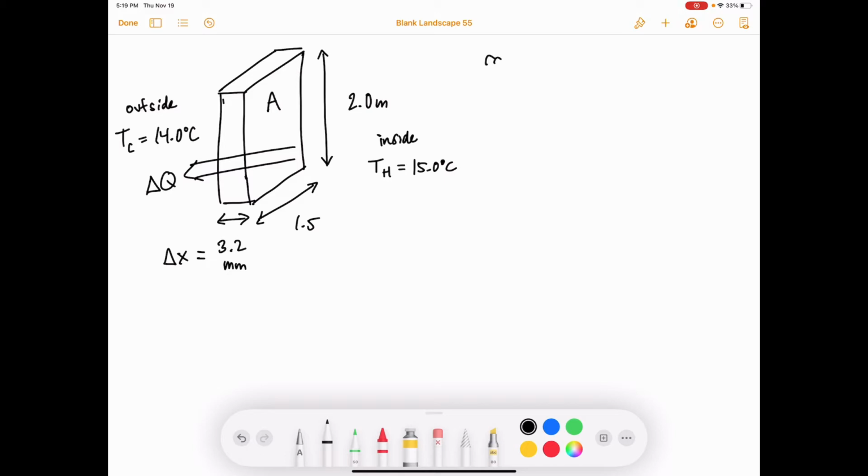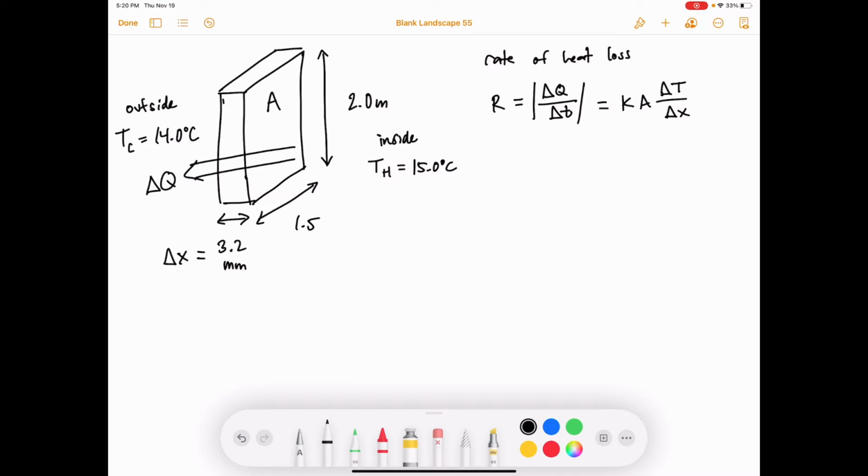Now, if we want to find the rate of the heat loss, so we're losing heat from the house, that rate is delta Q over delta T. It's the amount of heat we're losing per unit time. So how about we call that R, okay? R is delta Q over delta T. And for now, I'm not interested in the negative sign. I just want the absolute value of this. So that's going to be equal to K times A times delta T over delta X.